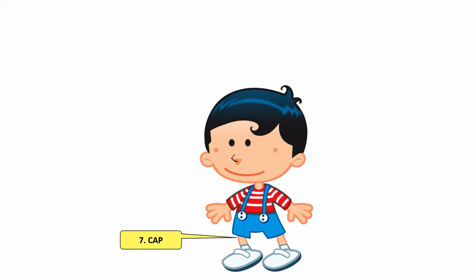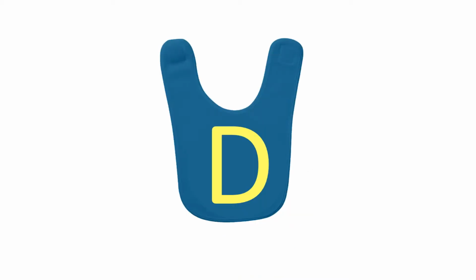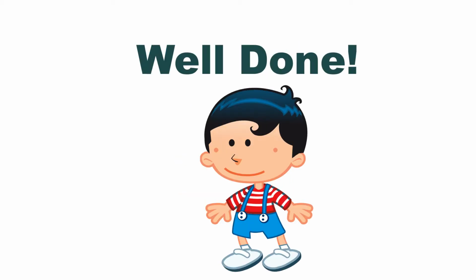The last position, position number 7, is cap. The last image that we want you to remember in this position 7 cap is a picture of a baby's bib with the letter D on it. Can you look down at your knee and see a baby's bib with the letter D? Well done. How did you go?